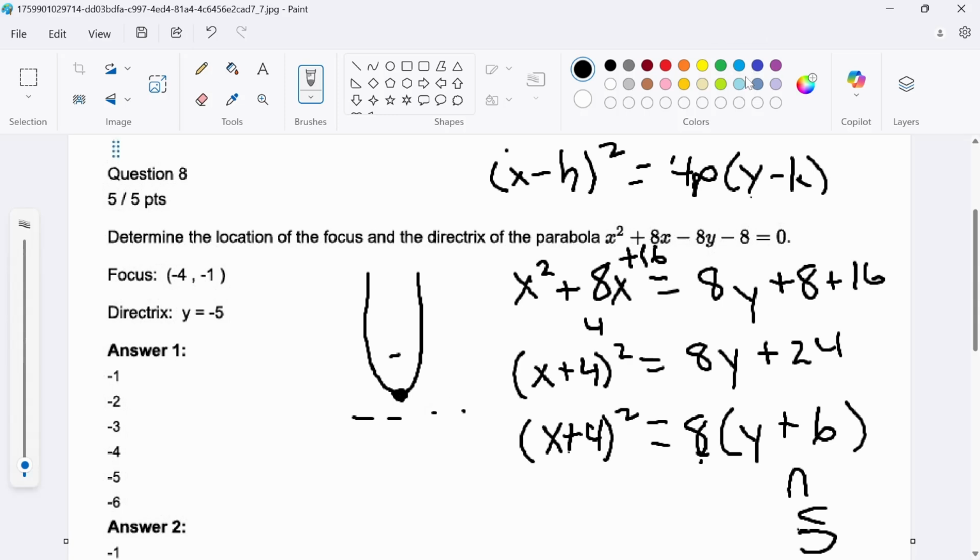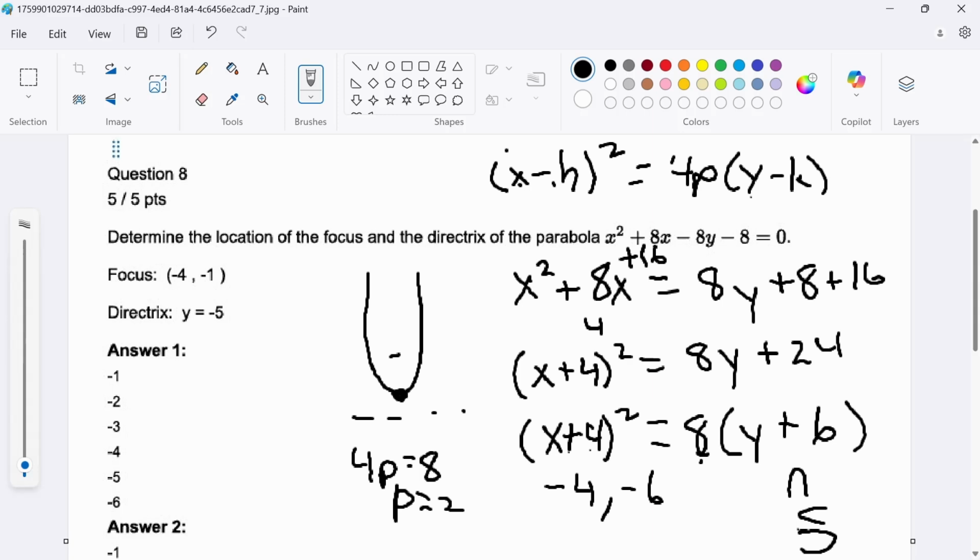So let's find the vertex. Remember, it's x minus h, y minus k. Just switch those signs. Negative 4, negative 6. And now, if 4p equals 8, p equals 2. So it's going to be p. The focus is going to be p above this.